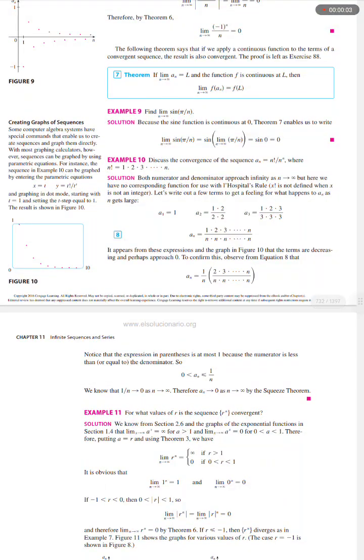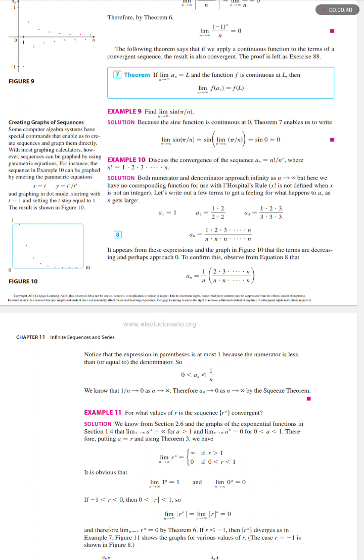The following theorem says that if we apply a continuous function to the terms of a convergent sequence, the result is also convergent. The proof is left as exercise 88. Theorem 7. If the limit as n approaches infinity of a sub n equals big L, and the function f is continuous at big L, then the limit as n approaches infinity of f of a sub n equals f of big L.